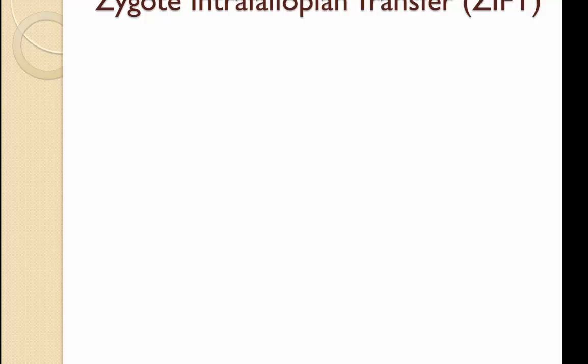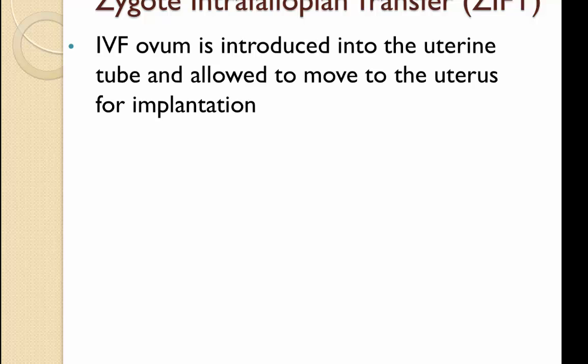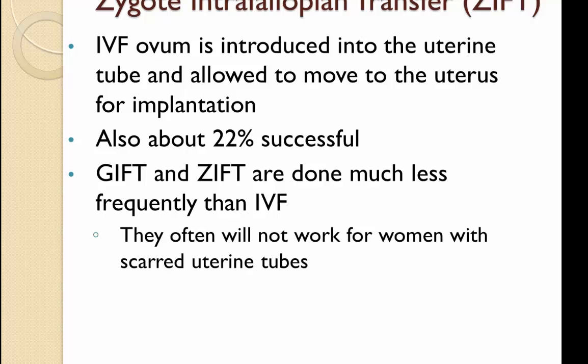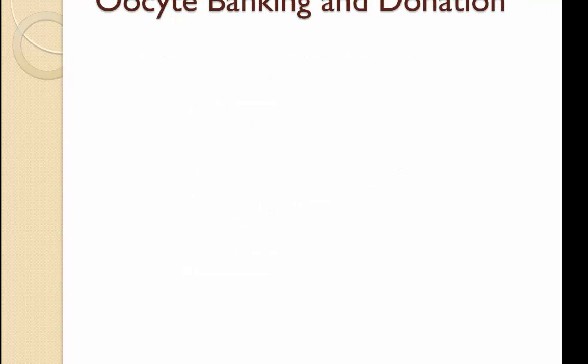You can have zygote intrafallopian tube transfer. This is when the IVF ovum is introduced to the uterine tube and allowed to move to the uterus itself for implantation. So it's actually allowed to do its normal course, where it comes down the fallopian tube and then makes its way to the uterus for implantation. It's also about 22% chance of success. Both GIFT and ZIFT are done much less frequently than IVF. This may not work if the woman has scarred uterine tubes or fallopian tubes.